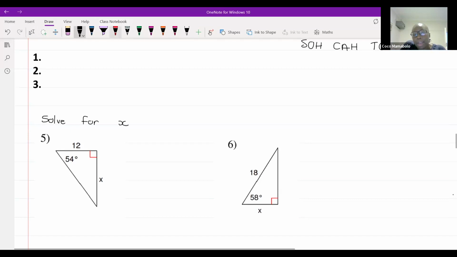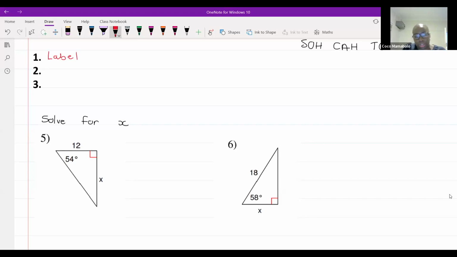Now, step number 1 is never going to change. What is step number 1? For the millionth time, thank you, Theo. Step number 1 is always going to be to label. That's what we're always going to do. We're going to label. So here's what I'm going to do.